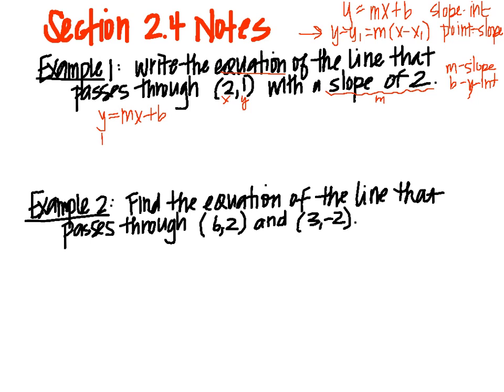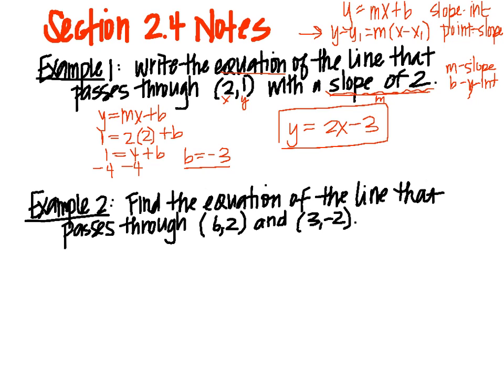So I plug this in. 1 equals, my slope is 2 times 2, which is x, plus b. So I have 1 equals 4 plus b. And in order to solve for b, I subtract 4. Therefore, b is negative 3. So I take now my b and my slope and I put it back into my equation. So my equation is y equals 2x minus 3.